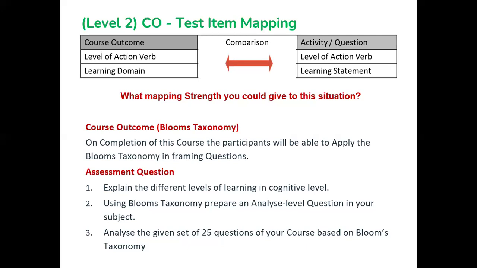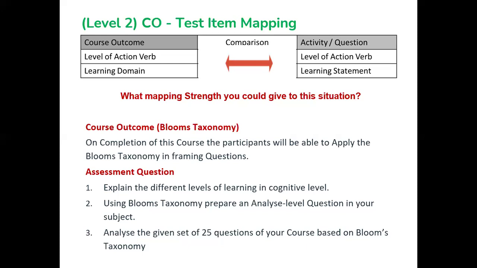If I want to map question number 1 with the CO, what should be the mapping strength? 0? 0 means there is no relationship, but there is some relationship. Yes, you can give 1, since it is 2 levels below. Or if you consider it as an understanding level, then definitely we can give 2, moderate, because my CO is at apply level.